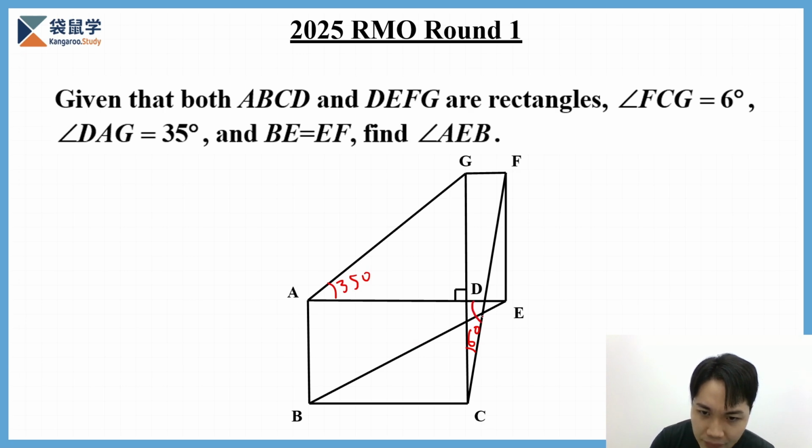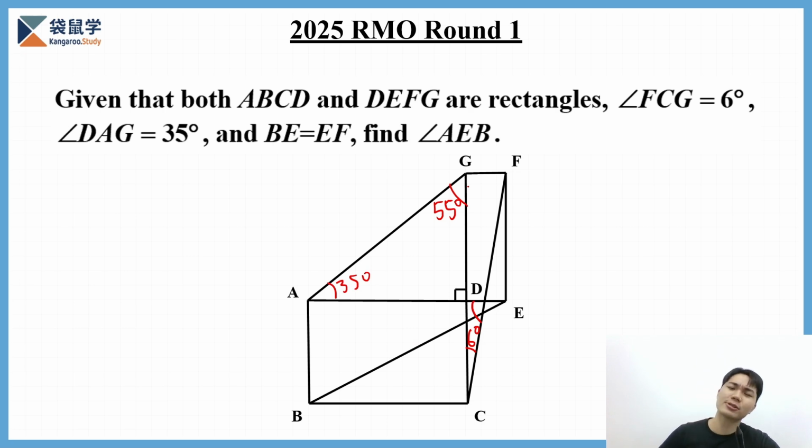We want to find angle AEB. So, right off the bat, after listing everything now, can we know any other information? Oh, some of you might have noticed we have a right angle triangle GAD. So, we can just find the remaining angle AGD, which is 55 degrees. Is that enough for us to solve for AEB? Looks like we might be a bit stuck. So, first we know that FCG is 6 degrees and BE is equals to EF. This is a very interesting piece of information.